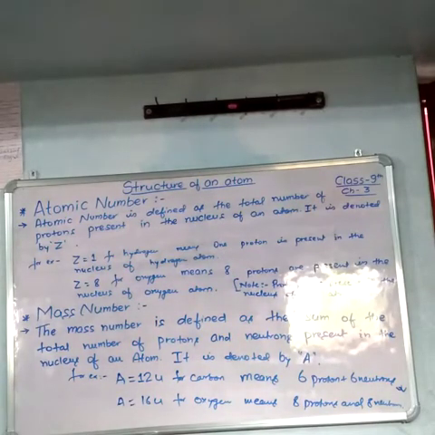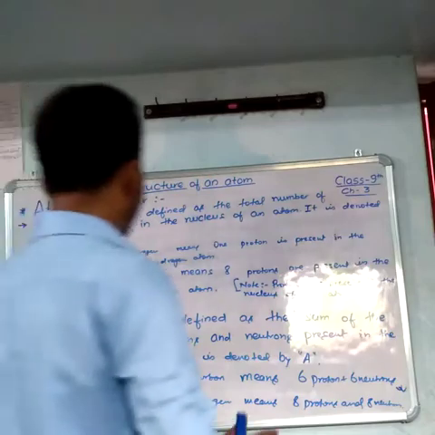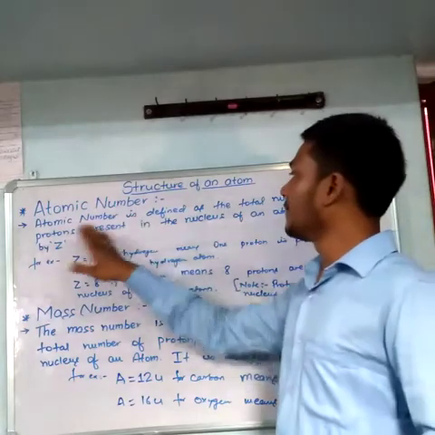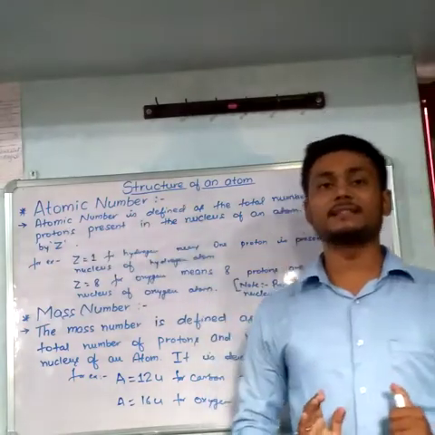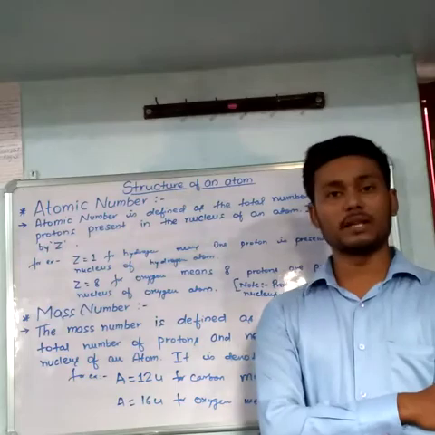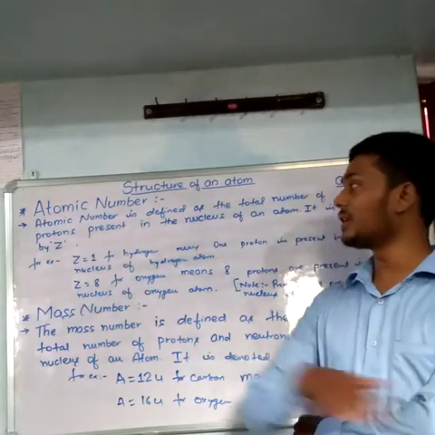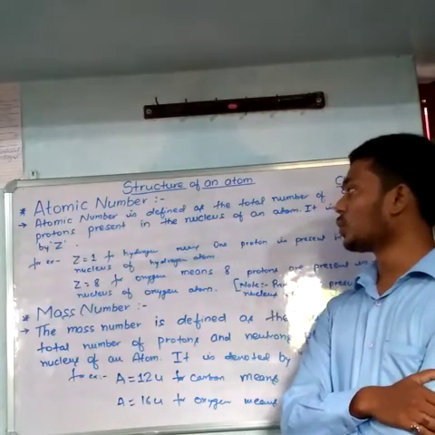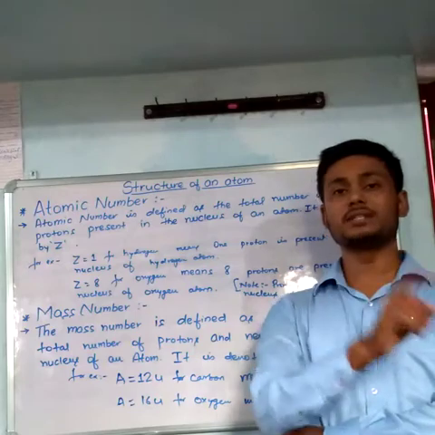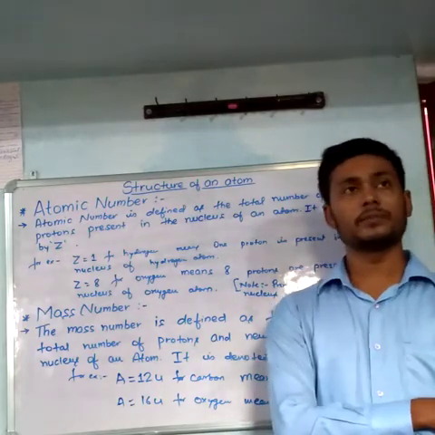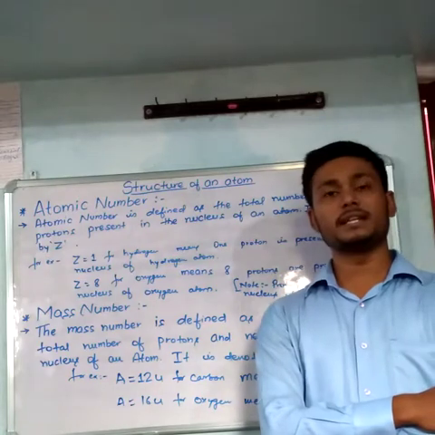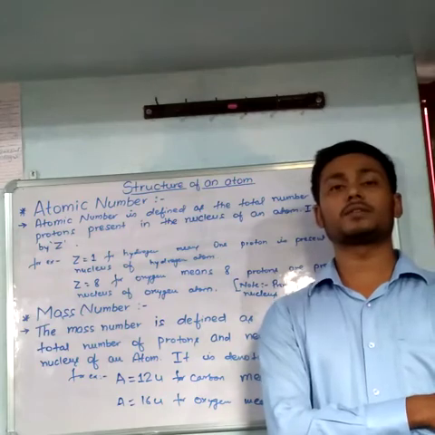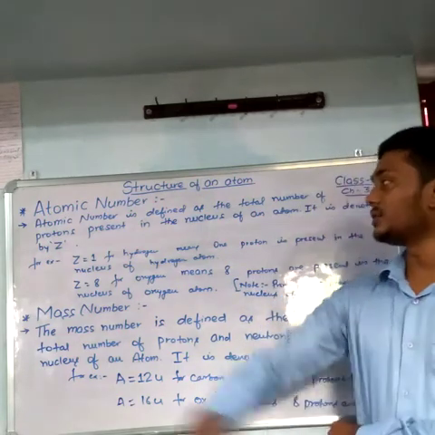Okay, so this is all about atomic number and mass number. Atomic number is defined as the number of protons present in the nucleus of an atom. Okay, and it is denoted by capital Z. See, the number of protons in a hydrogen atom is 1, therefore the atomic number of hydrogen is 1. Similarly, the number of protons present in oxygen is 8, therefore the atomic number of oxygen is 8. Okay, it is denoted by capital Z.